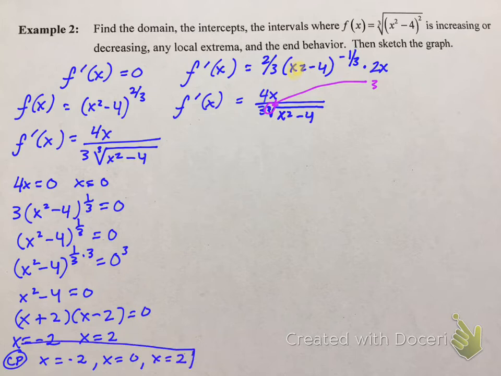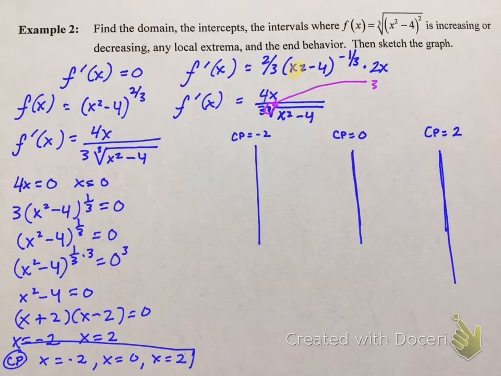So when I make up my chart, remember I have to take care of these in order. So critical point equals negative 2. Critical point equals 0. Critical point equals positive 2. And I'm going to make a sign chart next.